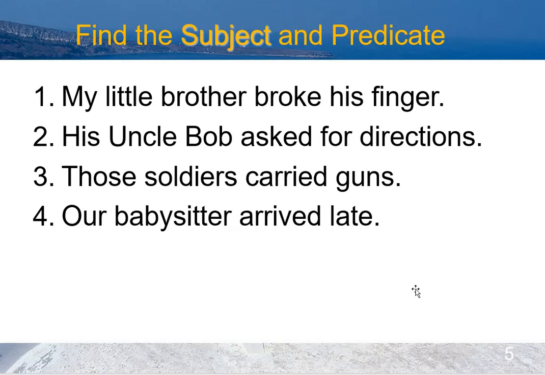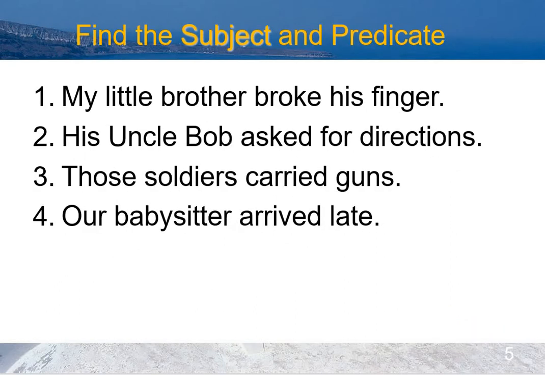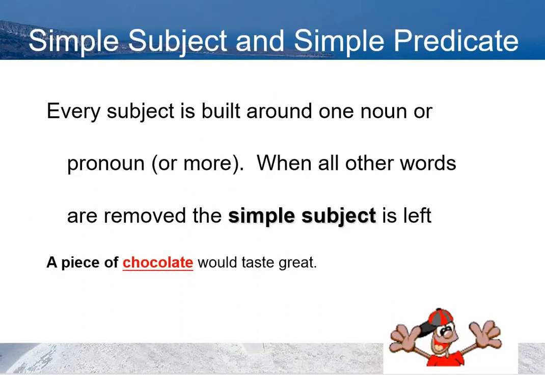You will solve yourself. His uncle Bob asked for directions. Those soldiers carried guns. Our babysitter arrived late. Okay, his uncle Bob is subject. Asked for directions is predicate. Those soldiers are subject. Carried guns is predicate. Our babysitter is subject. Arrived late is predicate.